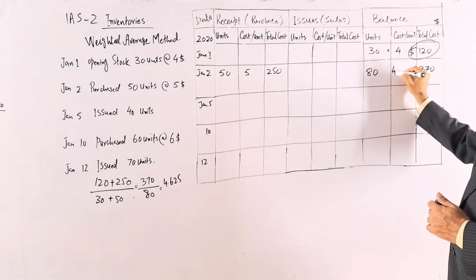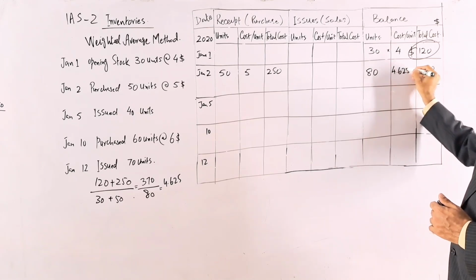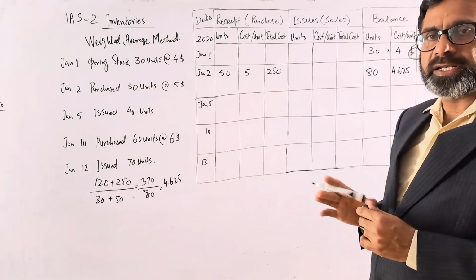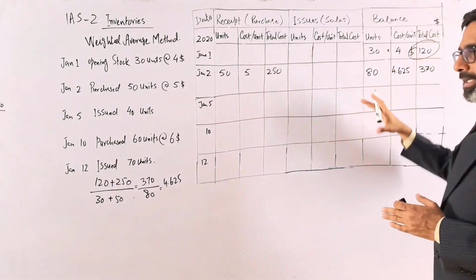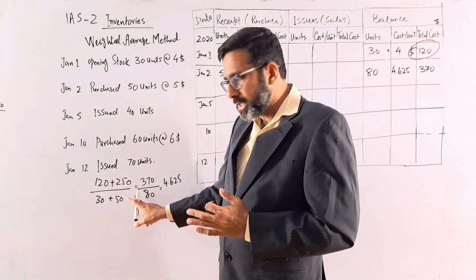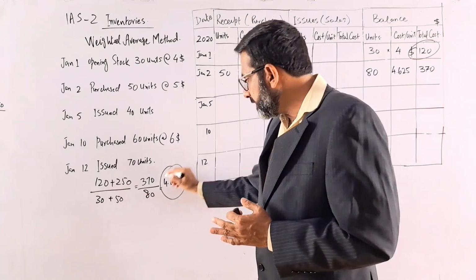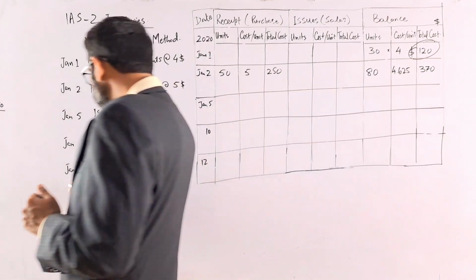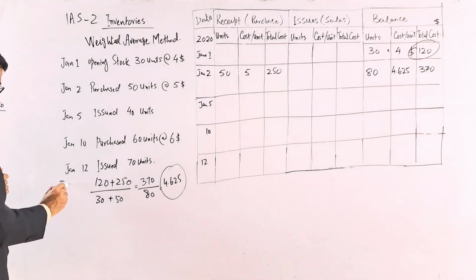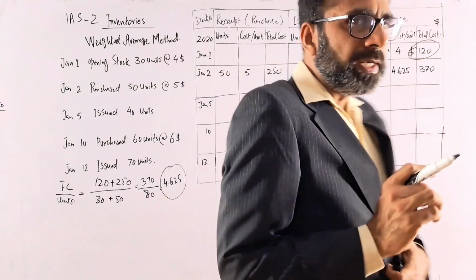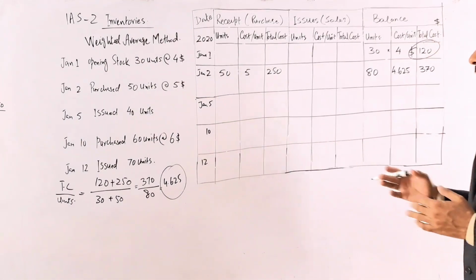So this is the main difference between first in, first out and the weighted average: we are not writing it separately here. We are just combining the total cost, then dividing by the total units to get the weighted average cost per unit. This is the total cost and these are the total units, so we get the weighted average cost per unit, which is 4.625.